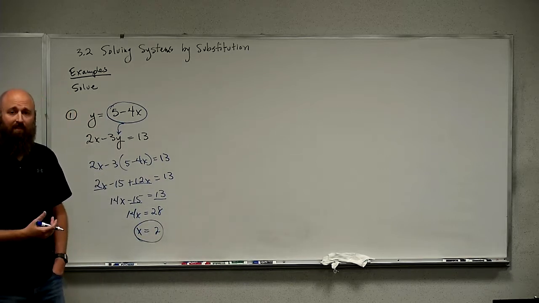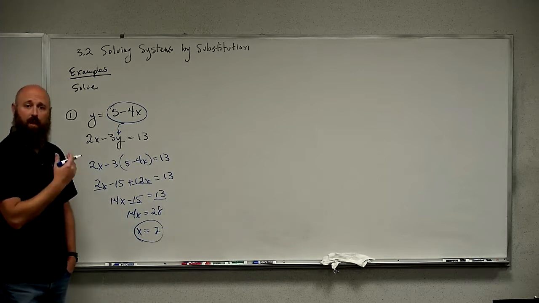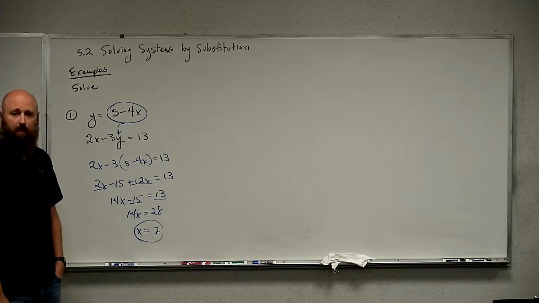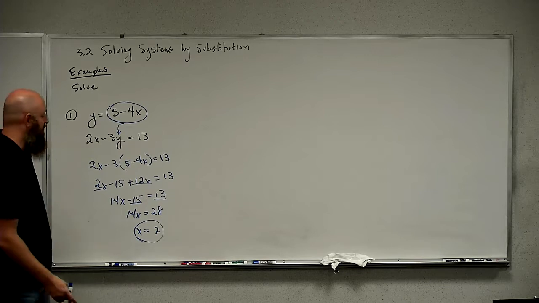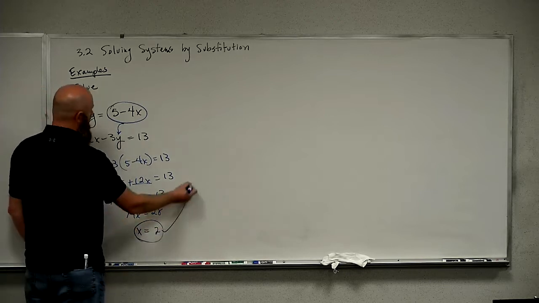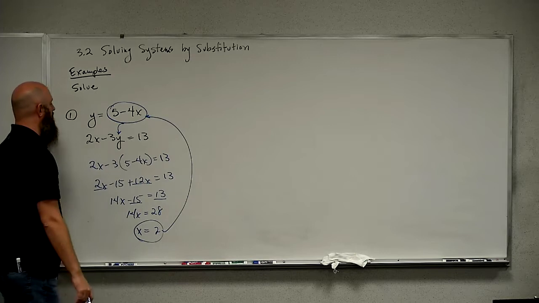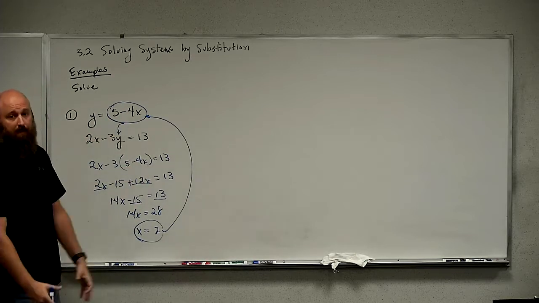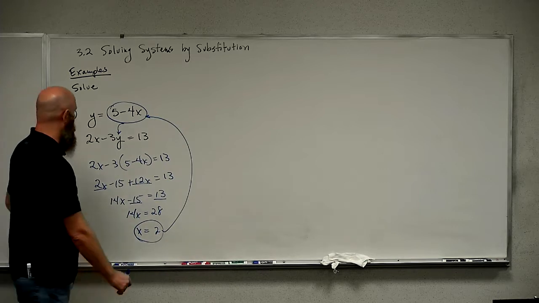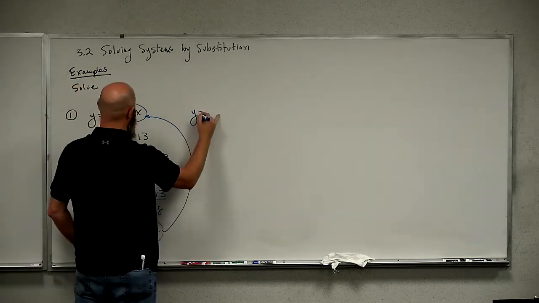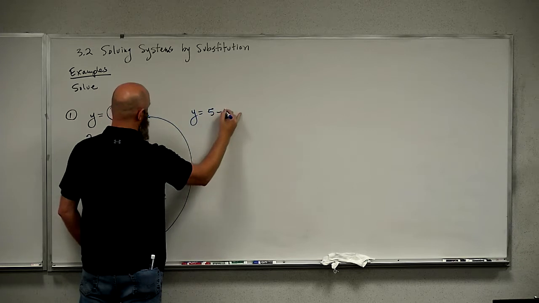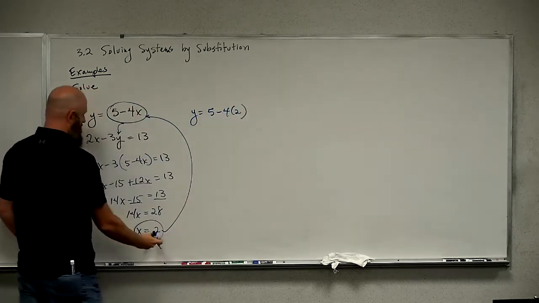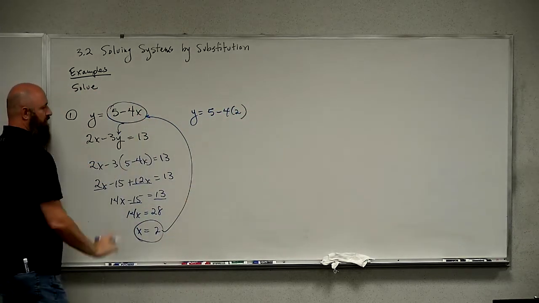Now we need to find our y value. So we're going to take that x value, we're going to plug it back into either one of our original equations. But I like to make my life easier. I'm going to take it and plug it in right there because I already have y by itself. So once I plug it in, it's simply typing it in my calculator essentially. And so that tells me y equals 5 minus 4 times 2. I'm taking that 2, plugging it in for the x.